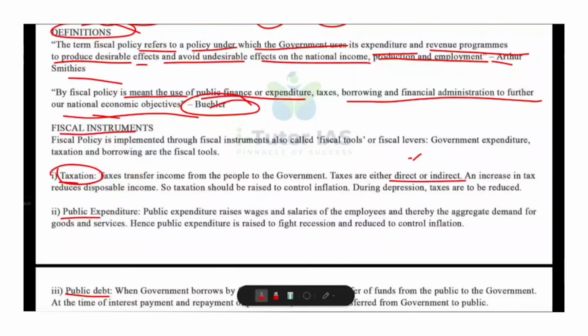And what are the effects of taxation? When the government increases taxes, people have less disposable income. So they buy less and demand falls and inflation comes down. When the government reduces tax, what happens? People have more disposable income. Disposable income means income after paying taxes. Okay, so people have more disposable income and it will lead to an increase in demand, and that helps the economy during recession or depression. So taxation is a tool to manage inflation and recession.